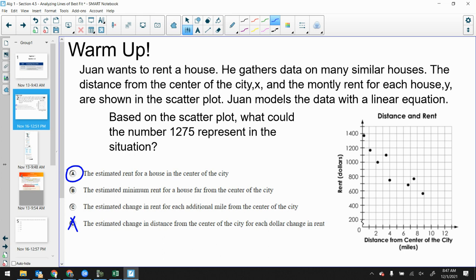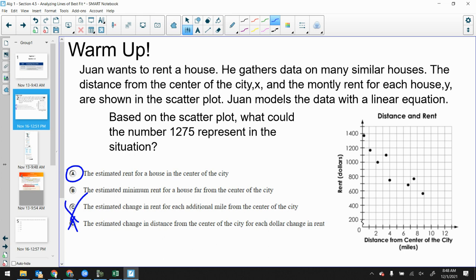All right. Let's go through the rest of the answers to see why they are incorrect. Now, why is C wrong? Well, what are they referencing here? The estimated change in rent. That is the slope. Right? That is referencing the slope. Am I going down 1275 for every mile I go out? No. So C is out of the way.